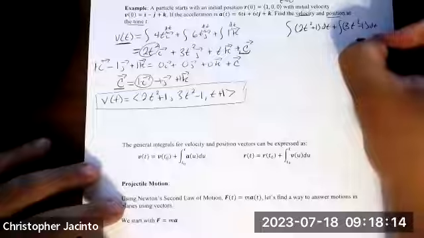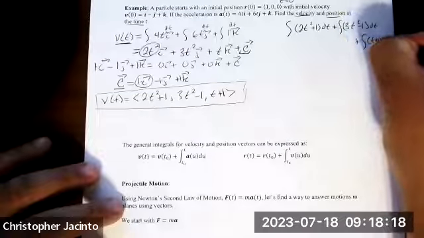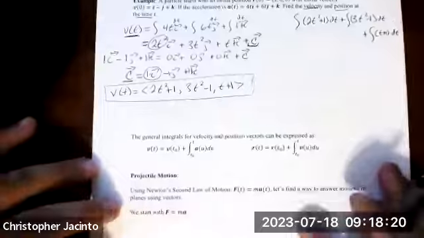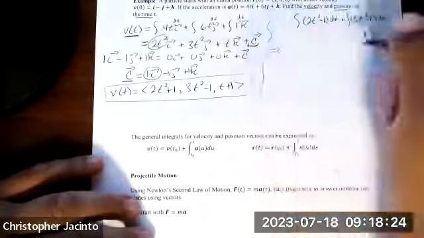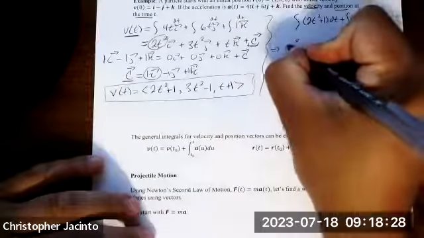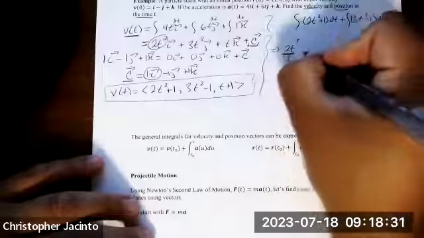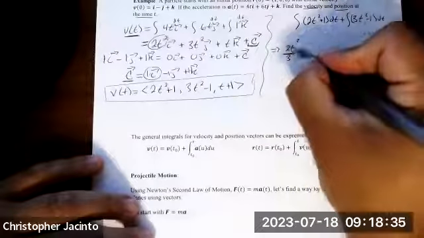And I ran out of room here. There's all those dt's everywhere, right? So integrate this, it's going to be t to the third power over 3 plus t. That's going to be the first component.